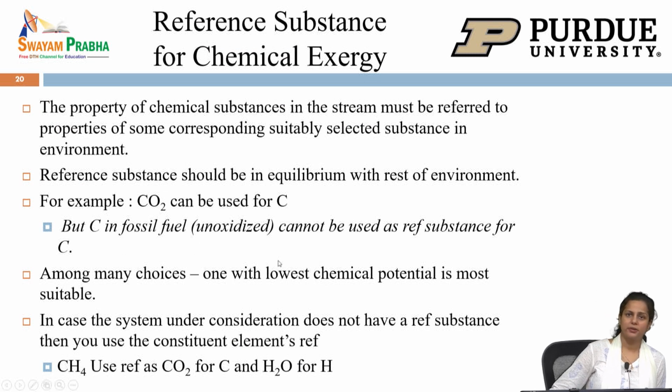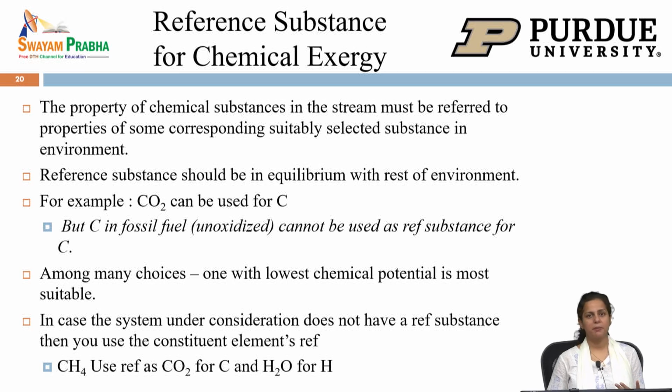When you calculate the chemical exergy, you also need a reference substance. Remember that the idea of calculation of chemical exergy is that we need to bring the material completely to the dead state, which means complete thermal and chemical equilibrium with the environment. If it is going to come to complete thermal and chemical equilibrium with the environment, then you need a species with which it is coming into equilibrium. So, you need to have a reference substance in the environment that you use as the basis for calculation of this exergy.